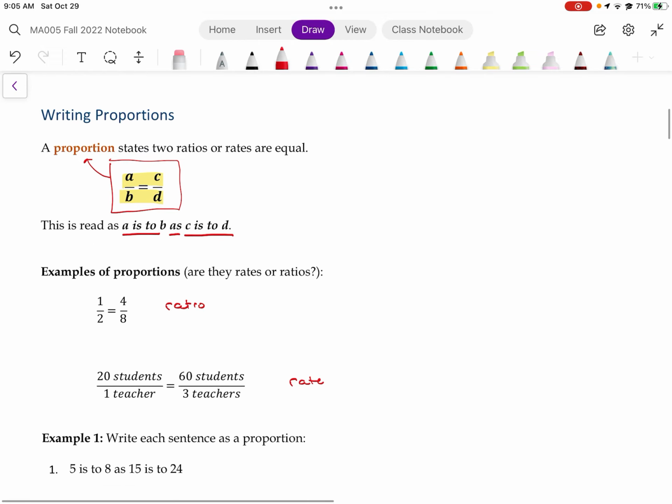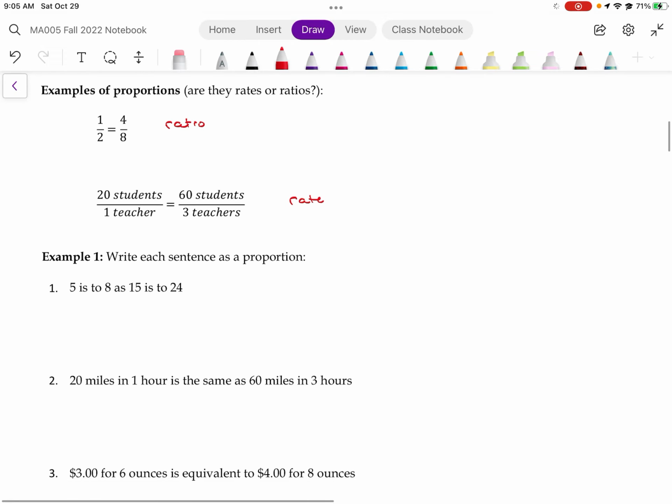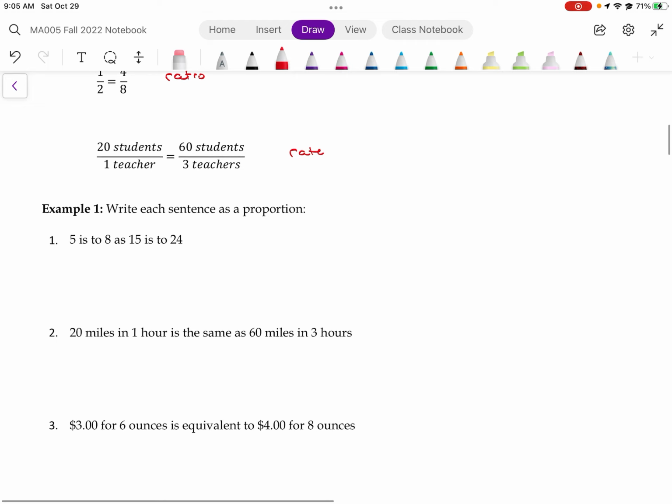All right. So we're going to write each sentence here as a proportion. I'll show you what that means. Now, the first one I want you to think about, is this one a rate or a ratio? There are no units, so this is a ratio. The next one, 20 miles in 1 hour, well, this is going to be a rate because it has units. The next one is dollars for every ounce, and that one is also a rate. So let's look at how to write these as proportions.